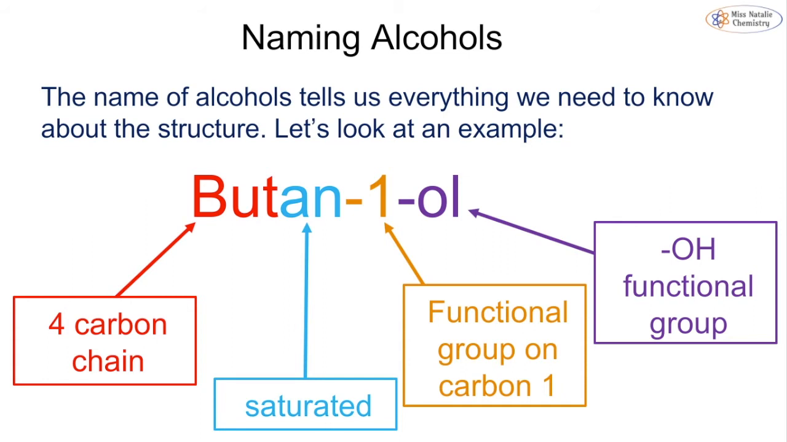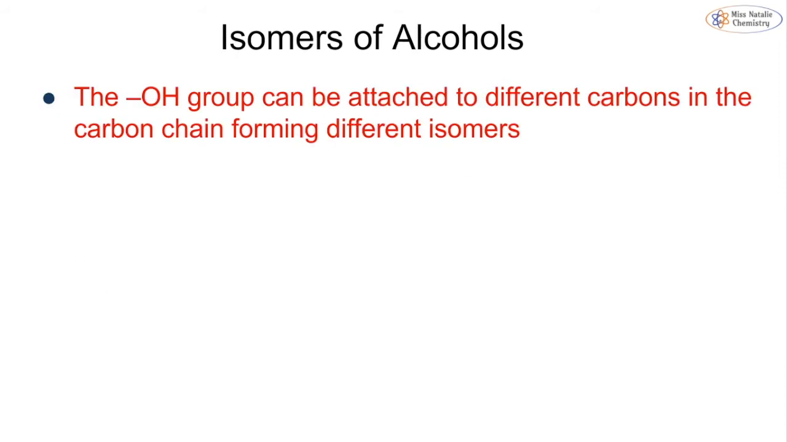So butan-1-ol tells us it's an alcohol, the OH group's on carbon number 1, there are 4 carbons, and it's all saturated. So we're getting all that information just from one short name of an alcohol, and we can apply the same logic to any of the alcohols.